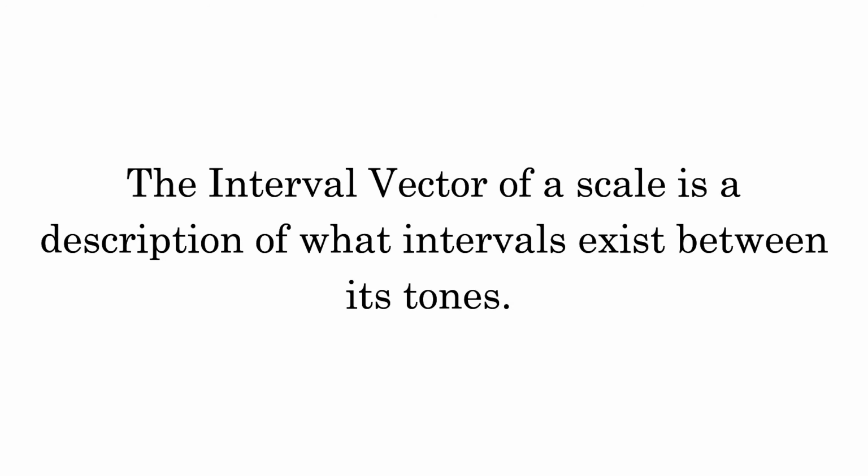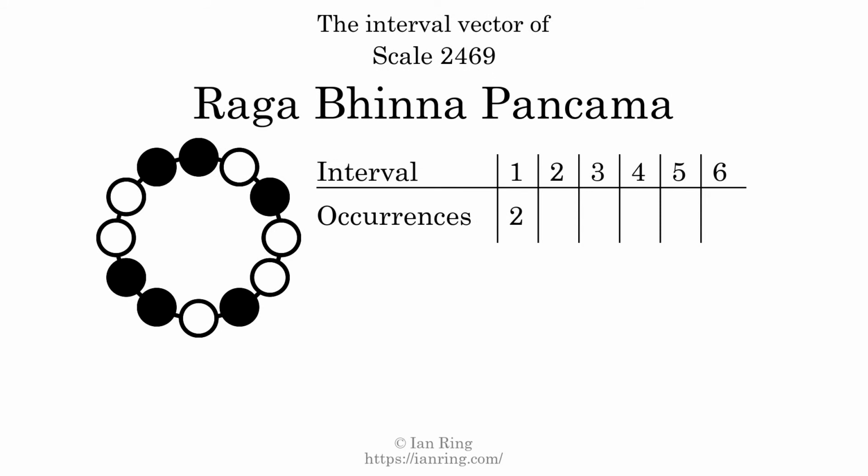The interval vector of a scale is a description of what intervals exist between its tones. There are 2 intervals with the size of 1 semitone. They are here and here. There are 2 intervals with the size of 2 semitones. They are here and here. There are 4 intervals with the size of 3 semitones. They are here, here, here, and here.